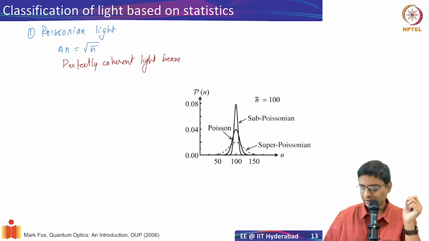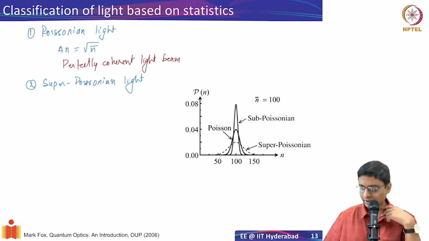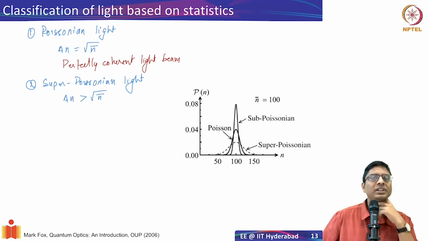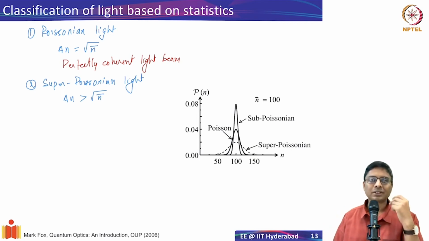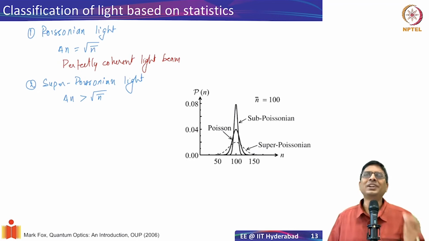Now you can have another scenario which we'll call super Poissonian. That means your delta n is going to be greater than square root of n bar. What sort of light sources will give you this super Poissonian? The fluctuation should be larger than the intrinsic fluctuations. One of the simplest forms is take a laser beam and modulate it. Change the intensity randomly. Of course, it will have more fluctuations than the perfect laser.